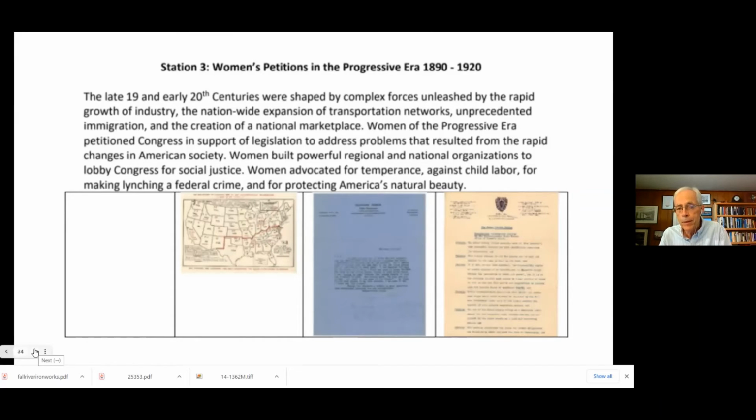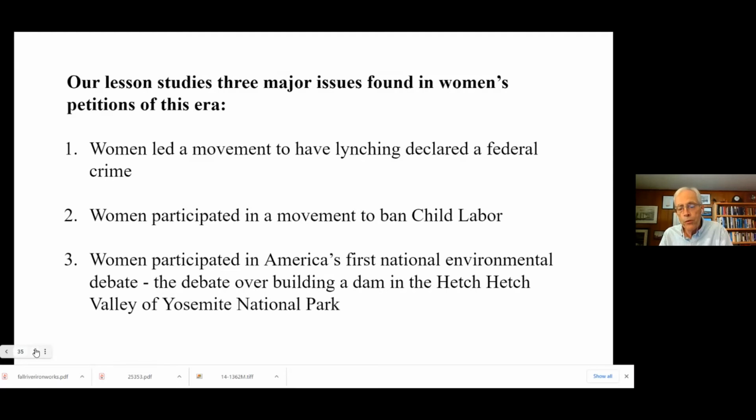So, just to give you a summation of the three big issues, one is about having lynching declared a federal crime. Second is a movement to ban child labor. And the third is participation in America's first big environmental debate, which was a debate over a proposed dam that was to be built in Yosemite National Park.